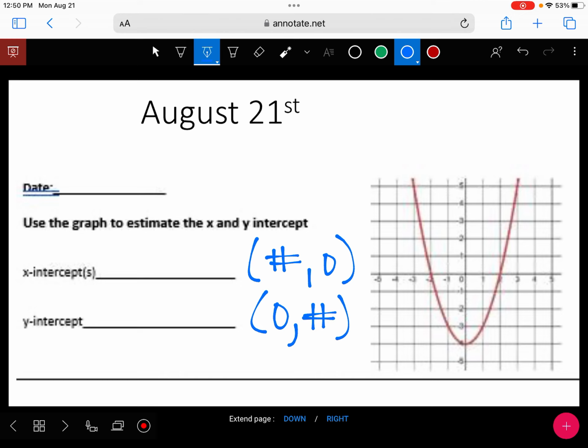Raise your hand if you can tell me where the x-intercepts are for this graph. This one has 2 x-intercepts.